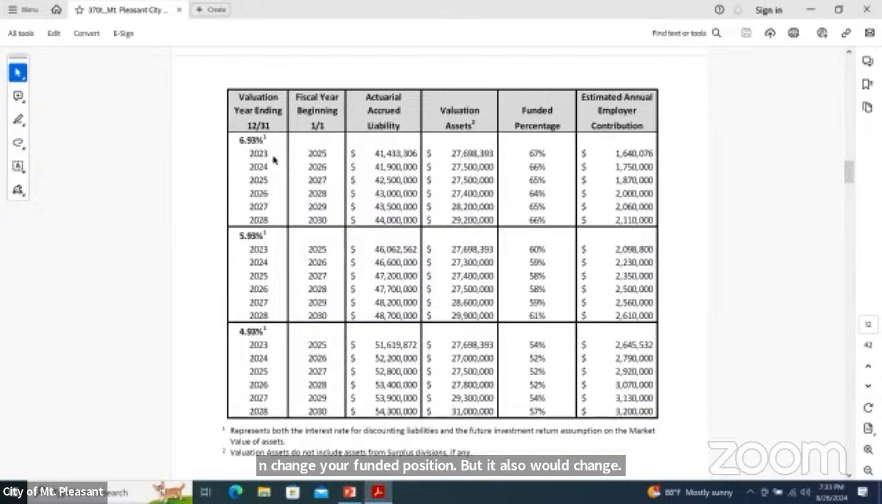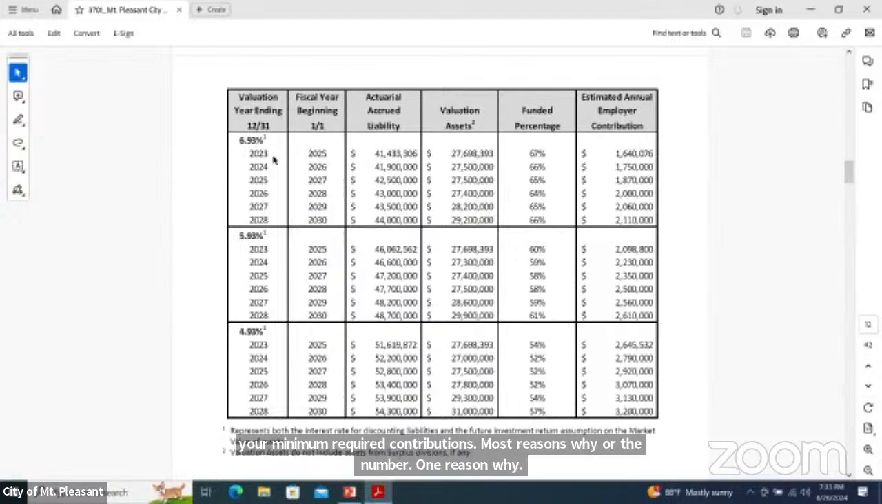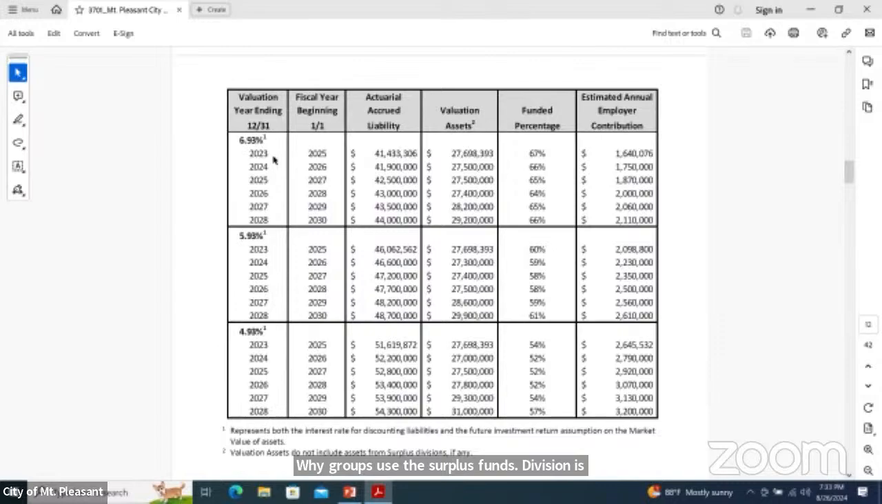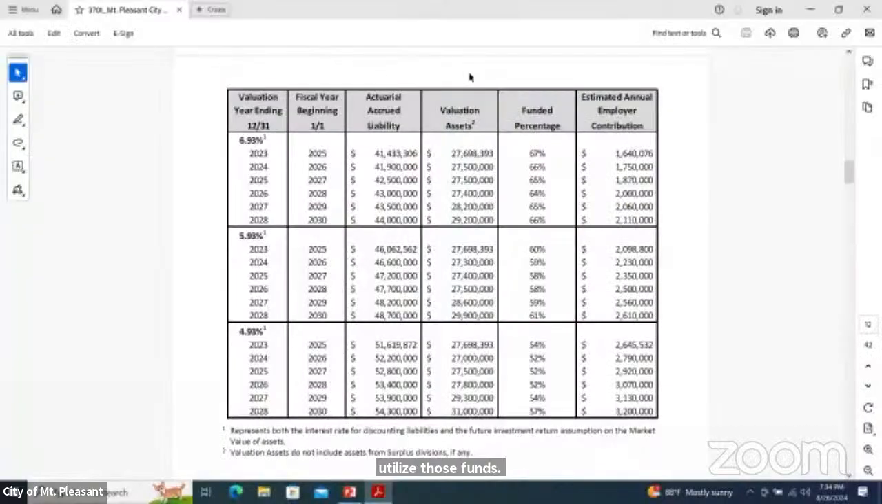The number one reason why groups use the surplus funds division is to increase their funded level, but also so it doesn't impact their minimum required contributions, to help them move to a higher percent funded sooner than they otherwise would. But at any point in time, if you've got just under $1.5 million in there, you can utilize those funds to change it. It's accounted for, but in that last column, which says your estimated annual contributions, if we accounted for that $1.5 million here, then your estimated contributions would be less than what's stated here.